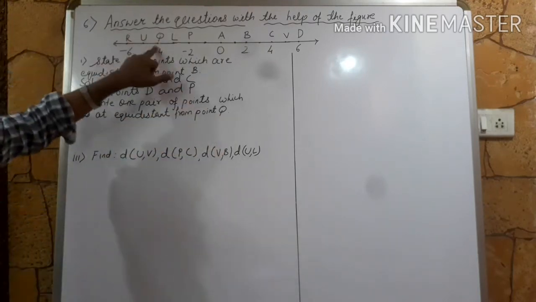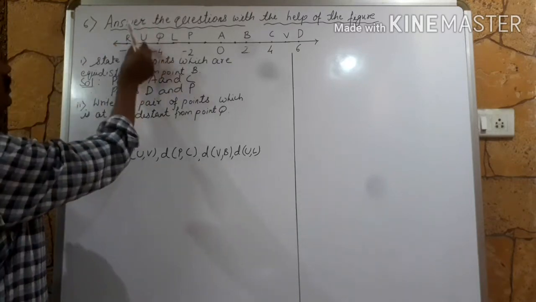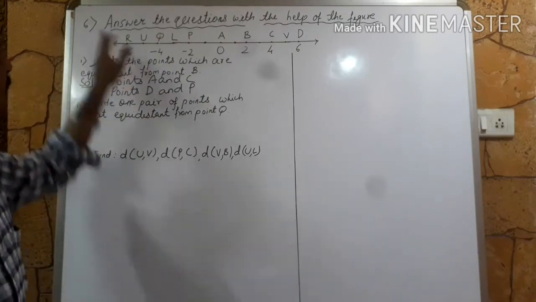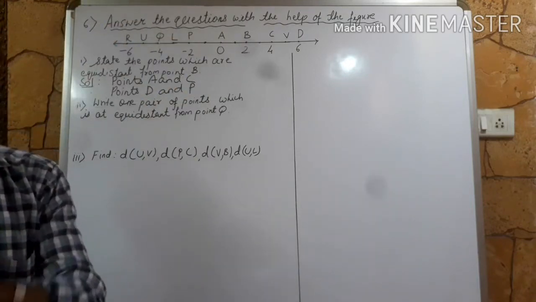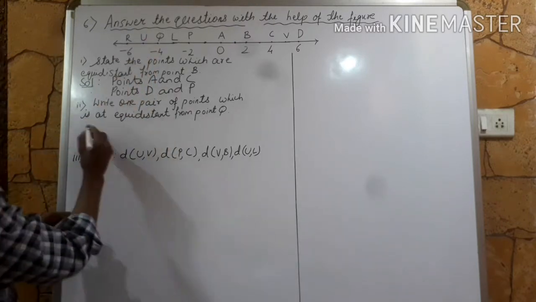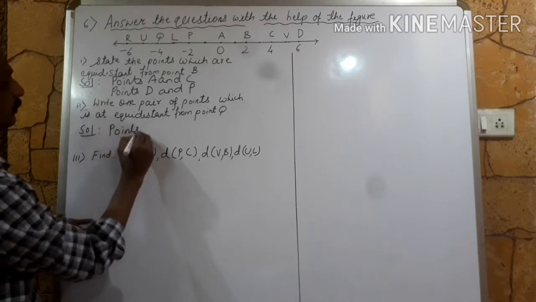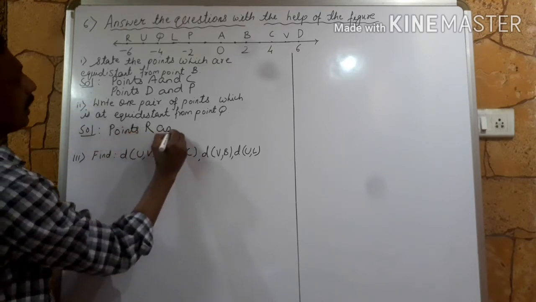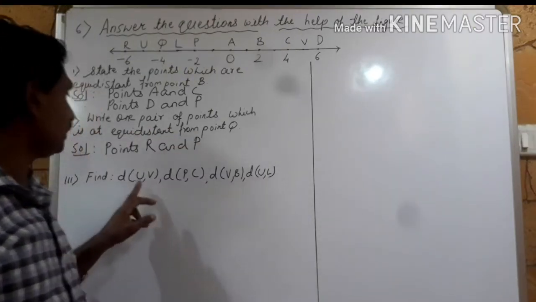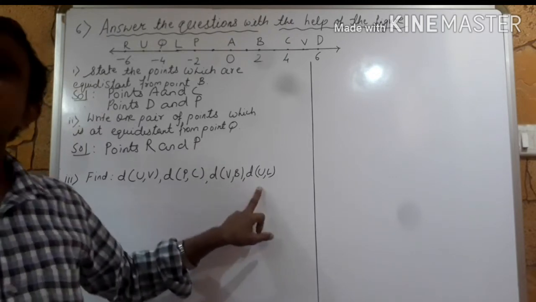The next one: write one pair of points which is equidistant from point Q. From point Q, one pair which is equidistant from point Q. 1, 2, 1, 2. Yes, we have got points R and P which are equidistant from point Q. So let's write points R and P.